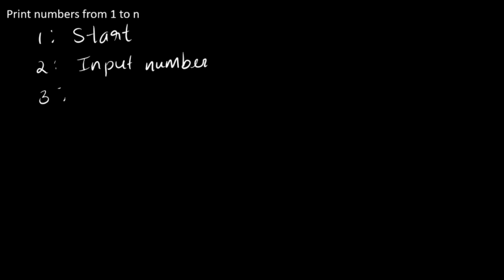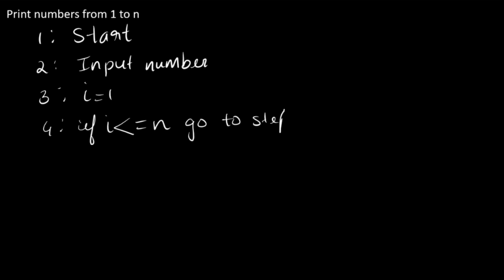The third step is to increment it. For that we'll have to put a variable I which is equal to 1. The fourth step is if I is less than or equal to n, then go to step 5, which is the next step in order to print it.